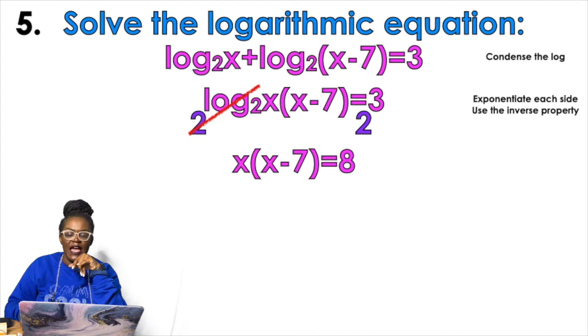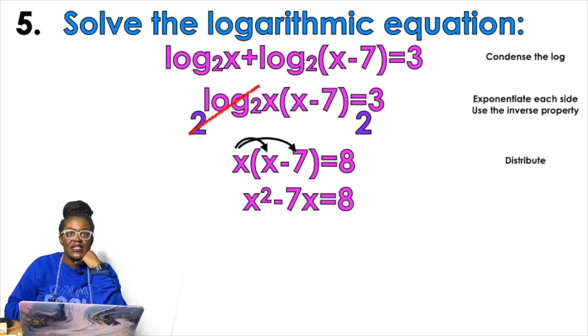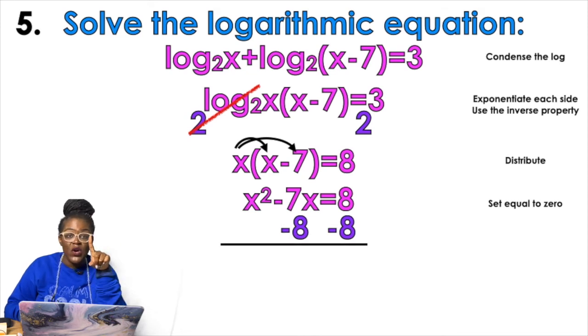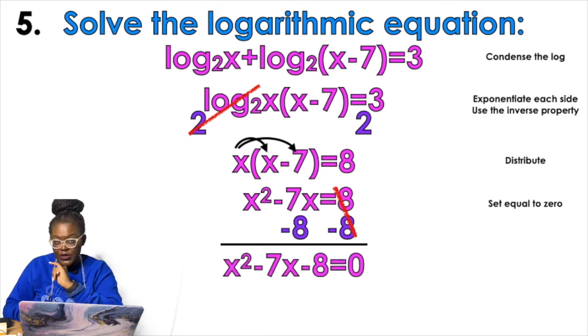Okay, so now that I have my equation, we're just going to go ahead and distribute. So x squared minus 7x equals 8. Set it equal to 0. Do not combine those, 7 minus 8. You cannot do that. They're not like terms, okay? We're just going to put it at the end.